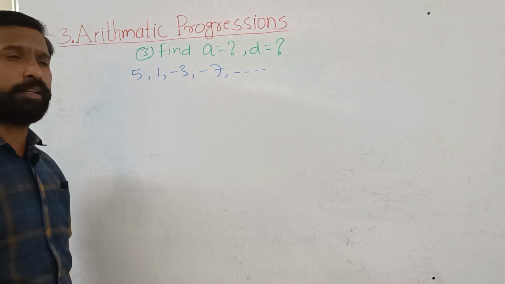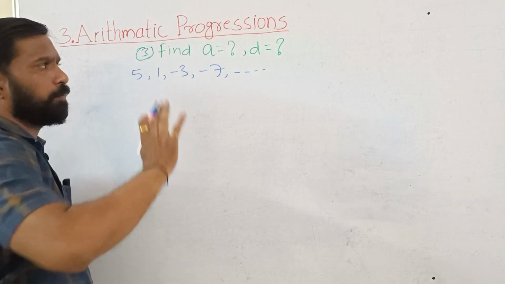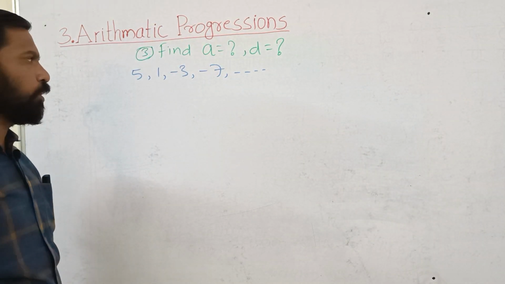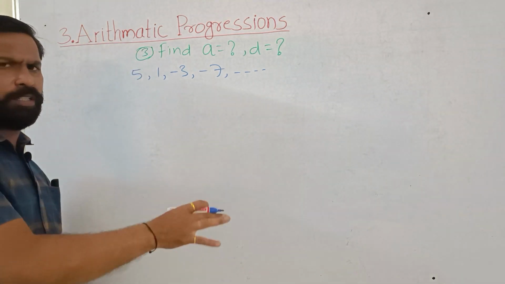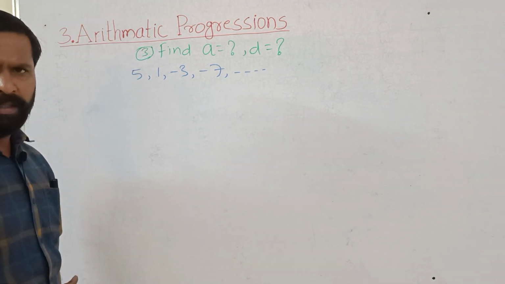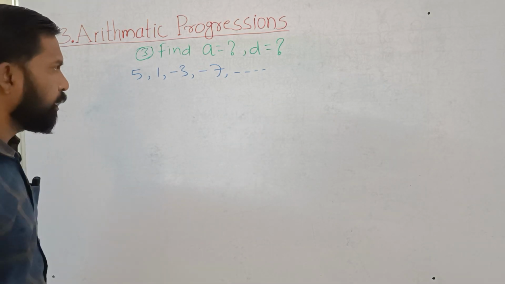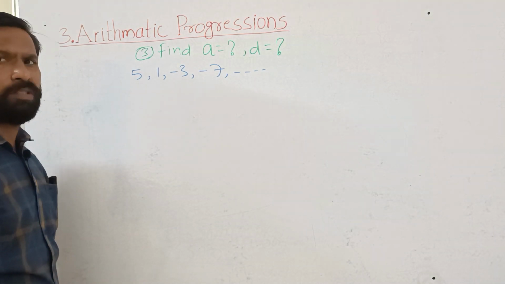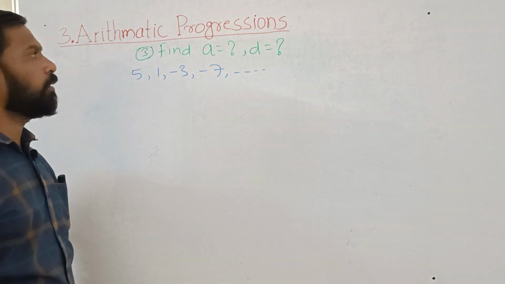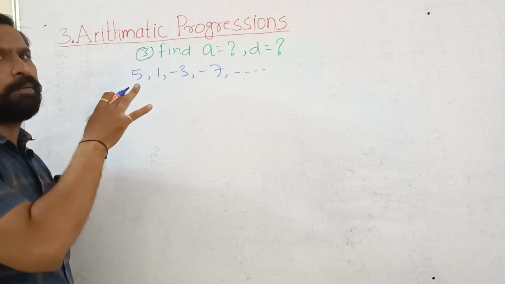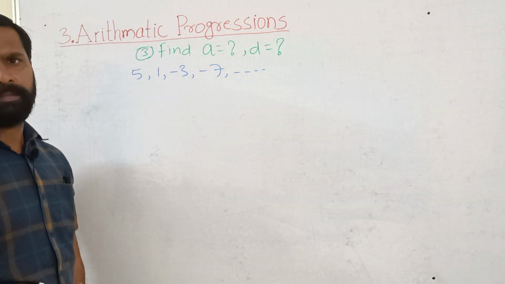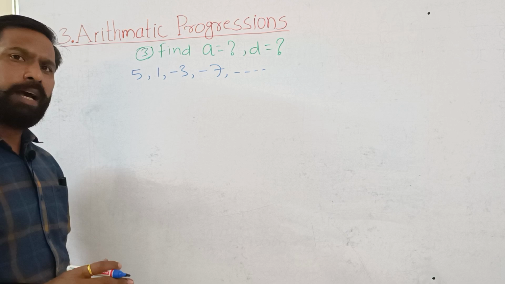So students, we are going to solve the third question now. In the third question, they are asking us to find the first term and the common difference. Actually, there is no need to find the first term. In every question, the first term will be given to you like this. All we have to find is the common difference. So how can I find the common difference, will you tell me? Simply, what they are saying is that it is an arithmetic progression.